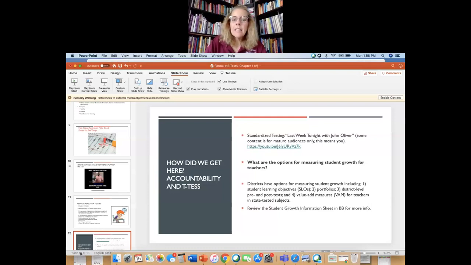And then lastly, there's the student growth information sheet. There is one up in Blackboard. Basically, the growth information sheet takes all of the different tests and benchmarks and other things that the teacher has done to create a portfolio for a kiddo. And we'll look at that in just a second.